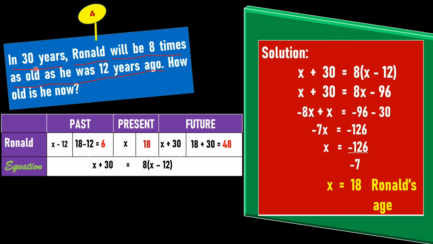Tama ba yun? In 30 years, Ronald will be 8 times as old as he was 12 years ago. So 12 years ago, 6 years old siya. And then, in 30 years, 48 years old na siya. Is 48 8 times ng 6? Yes, because 6 times 8 is equals to 48.